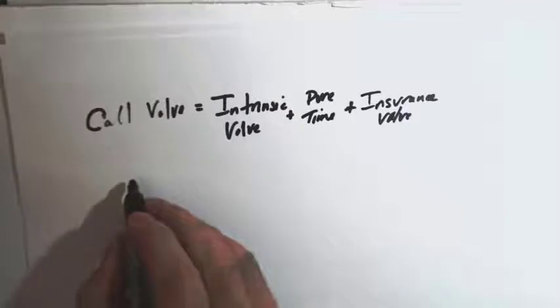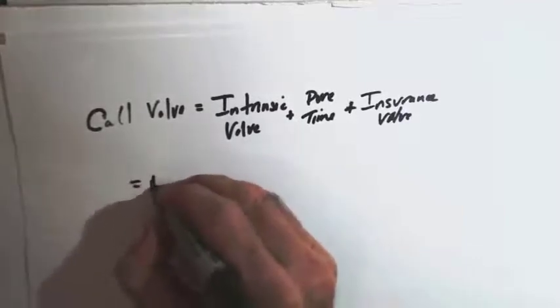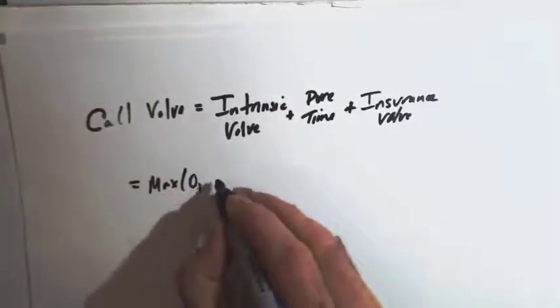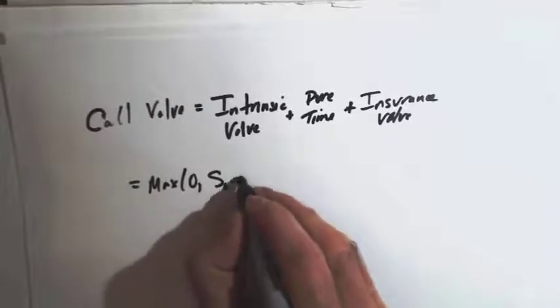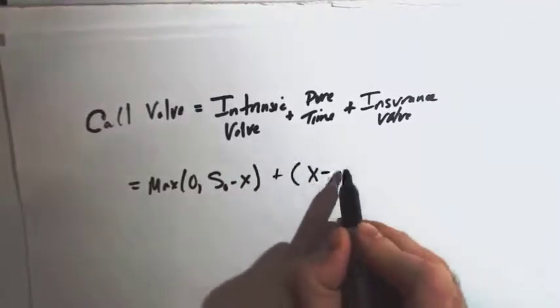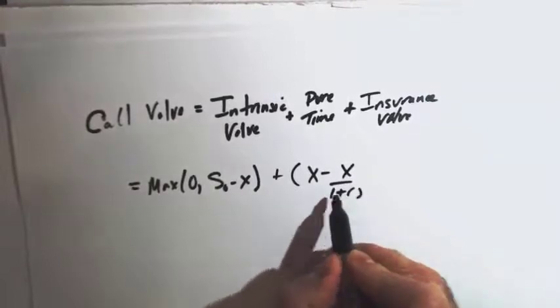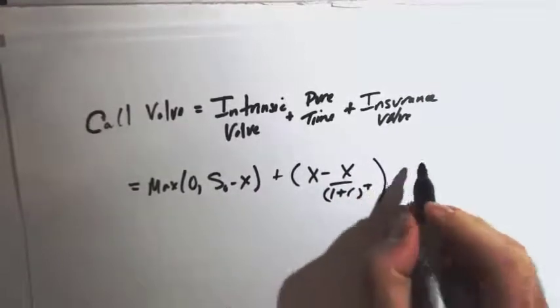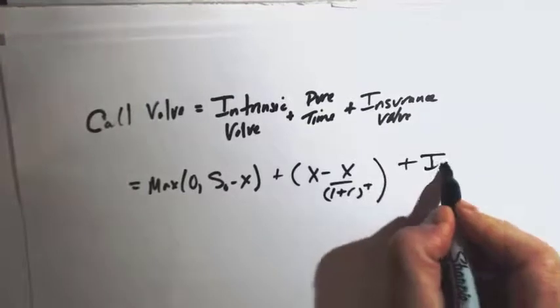And so mathematically, what this boils down to is the maximum of 0 or (S minus X), plus X minus the present value of X, and then we have insurance value. I'll call it abbreviated.